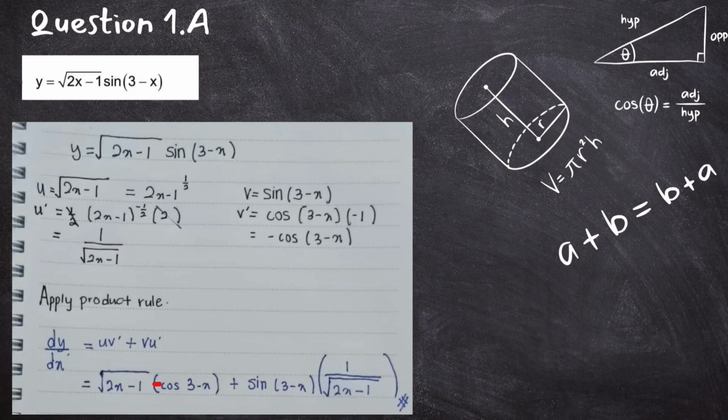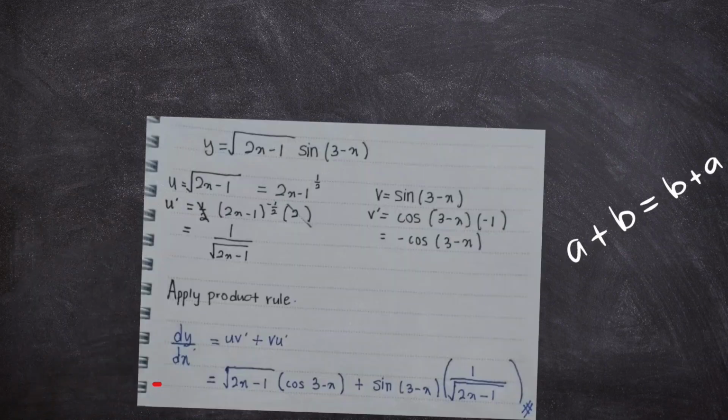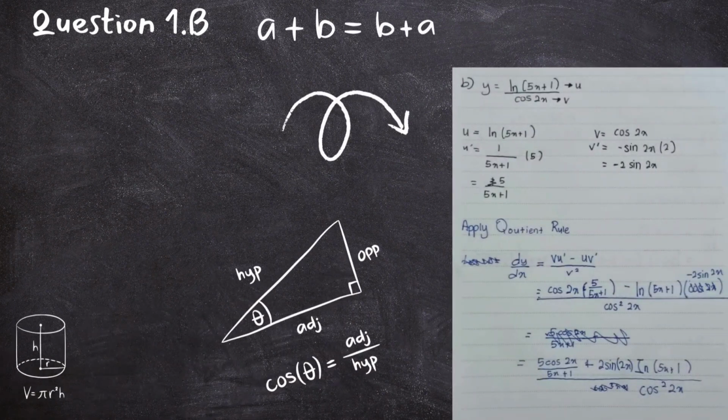That's easy because we use the chain rule so that we can find the answer for u prime, which is 1 over square root of 2x minus 1, and for v prime, that is negative cos of 3 minus x. And then we apply the product rule, which is square root of 2x minus 1 multiplied by negative cos of 3 minus x, plus sine of 3 minus x multiplied by 1 over square root of 2x minus 1. Alright, let's move to question B.